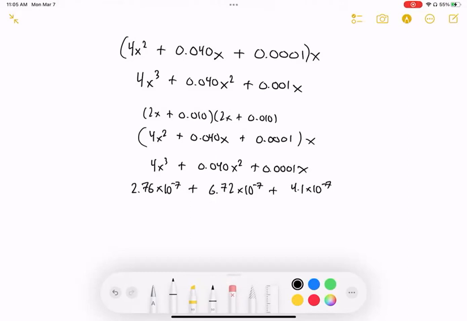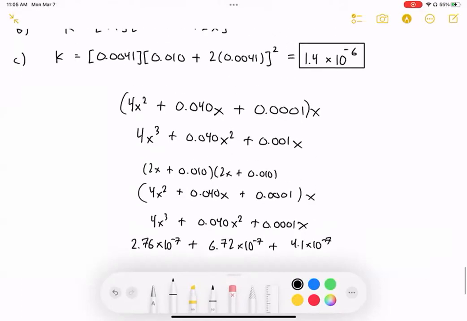Plus 2.76 e to the 7 negative. Okay. So yeah, you get the same answer. 1, 2, 3, 4, 5, 6. Yeah, so you get the same answer. So this is the same answer.